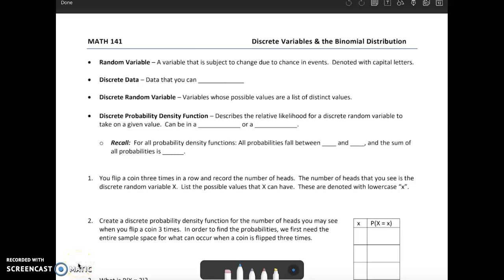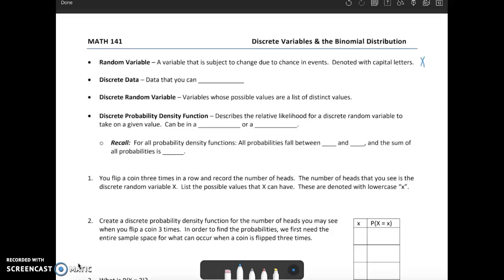In this section, we'll be discussing discrete variables and the binomial distribution. So recall, a random variable is a variable that is subject to change due to chance and events. It's denoted with a capital letter. Typically, we use a capital X for our random variable, but if we were talking about multiple random variables in the same question, we could use additional capital letters.